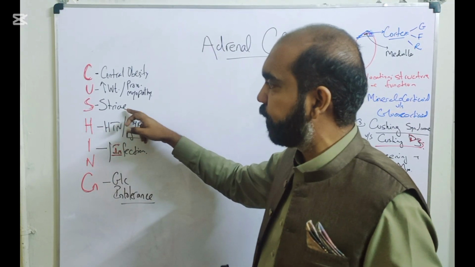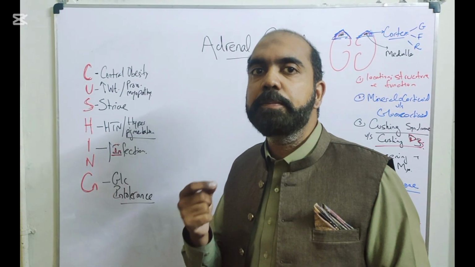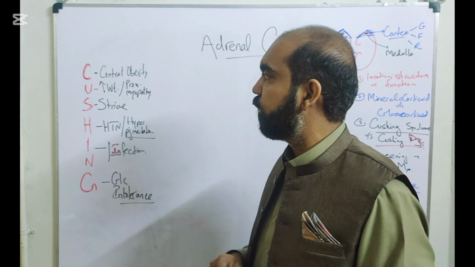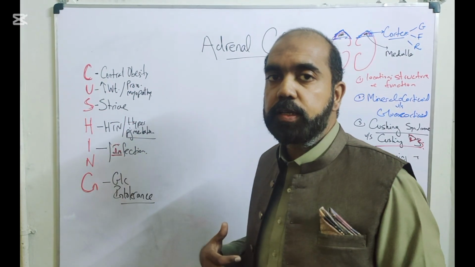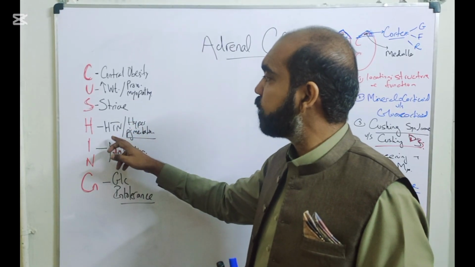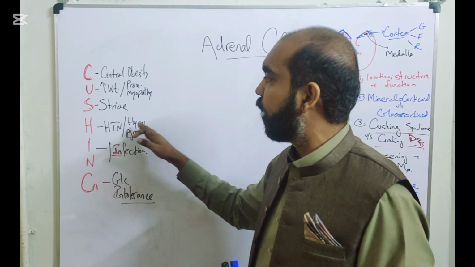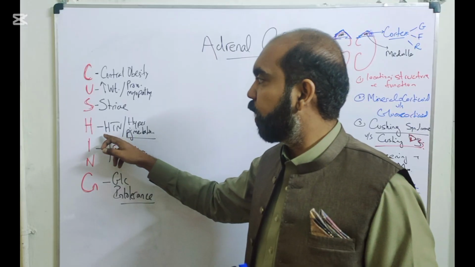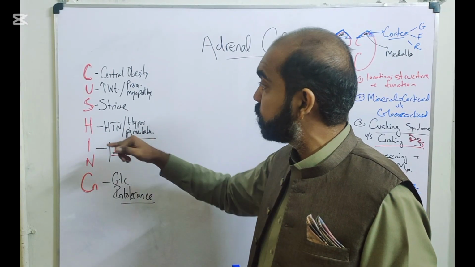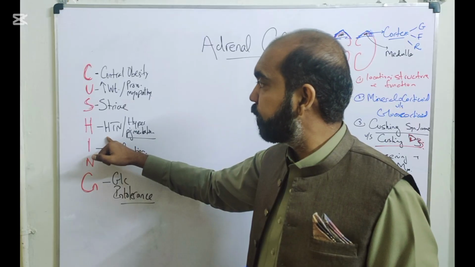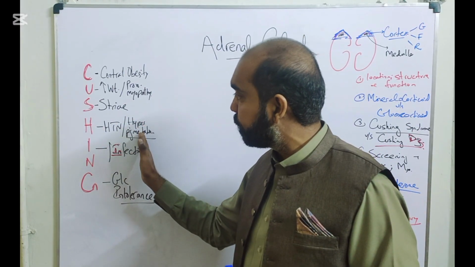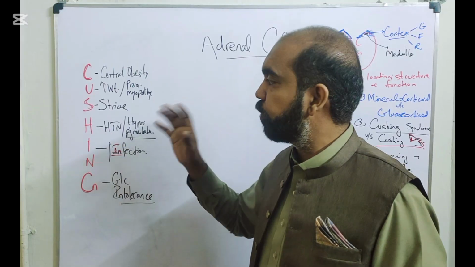S stands for striae. So striae is a purple discoloration of the skin due to breakdown of collagen, you can say, and it's usually visualized on the abdomen. H is hypertension and hyperpigmentation. So the patient can present with hypertension, and if a patient is presenting with central obesity and hypertension, or central obesity with hyperpigmentation, or hyperpigmentation with hypertension, you should think of Cushing.